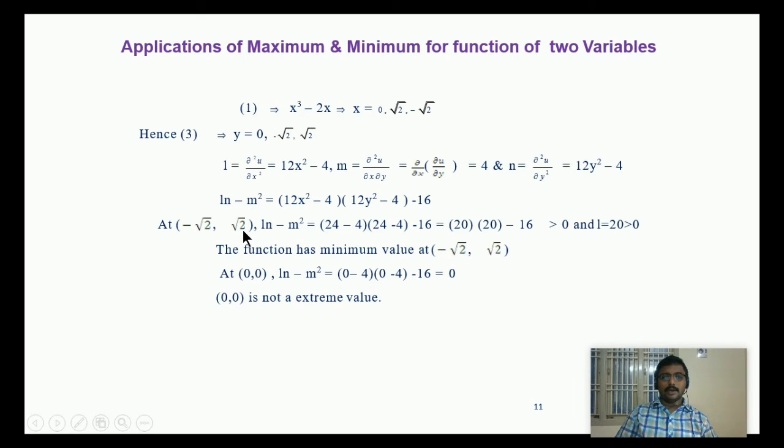Now at the point (root 2, negative root 2), ln minus m square is a positive value, and L is 20, which is also positive. Whenever both are positive, then by the working rule, the function attains its minimum value at the point (root 2, negative root 2). At (0, 0), we will have ln minus m square is 0. So (0, 0) is not an extreme value.